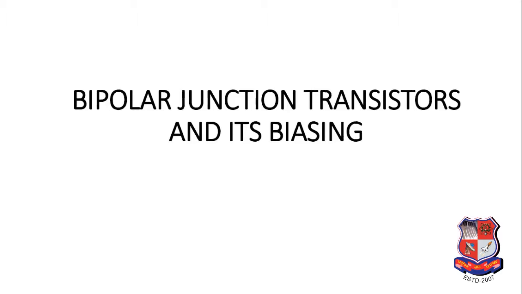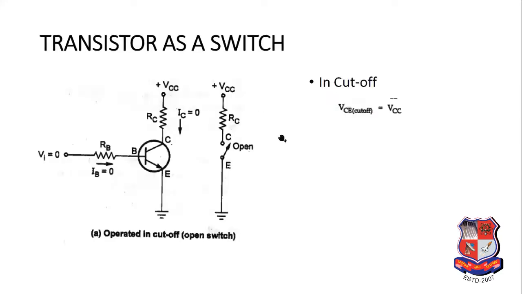Last time we discussed some configurations of BJT, such as common emitter, common base, and common collector. Then we also discussed some biasing techniques of BJT, such as base bias, emitter feedback bias, collector feedback bias, and voltage divider bias. So this is the last topic of our chapter, transistor as a switch. This question came many times in the GTU exam.